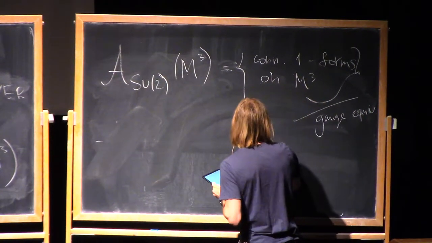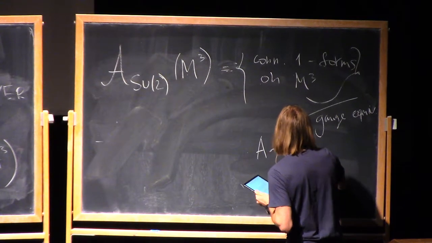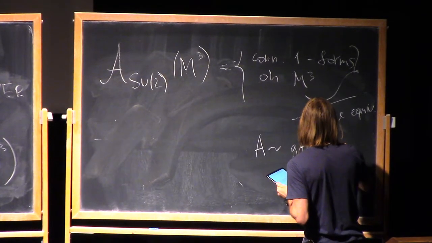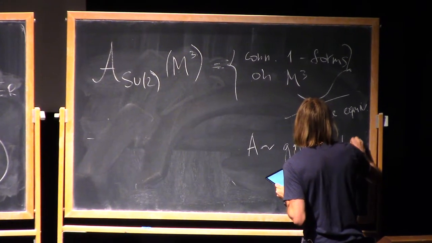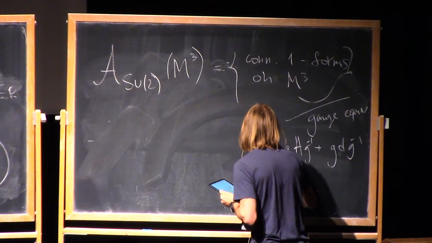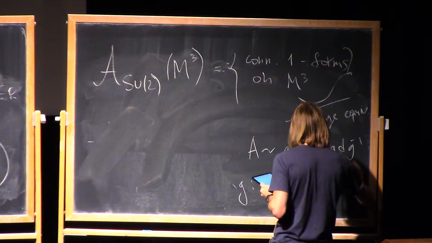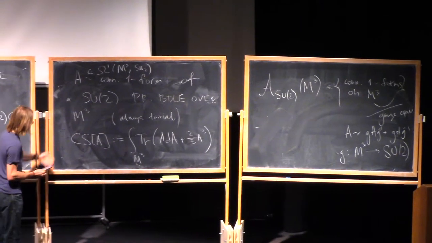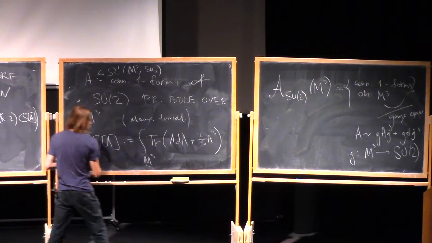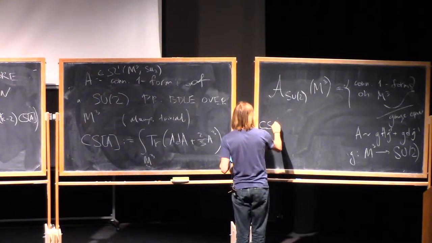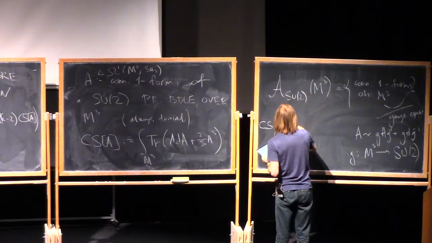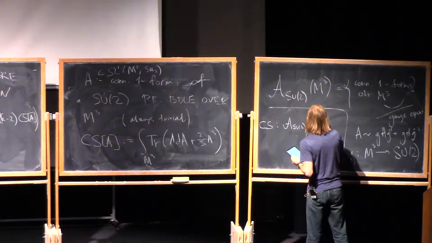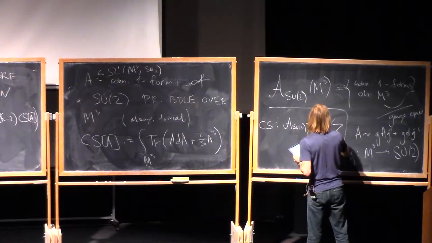So the gauge equivalence is: I can identify A with another A, which is related to it by the following explicit formula, where G is a function from M3 to the SU2 group. And so the Chern-Simons functional is well defined. It's a well-defined function from the space of SU2 connections to real numbers, modulo integers.